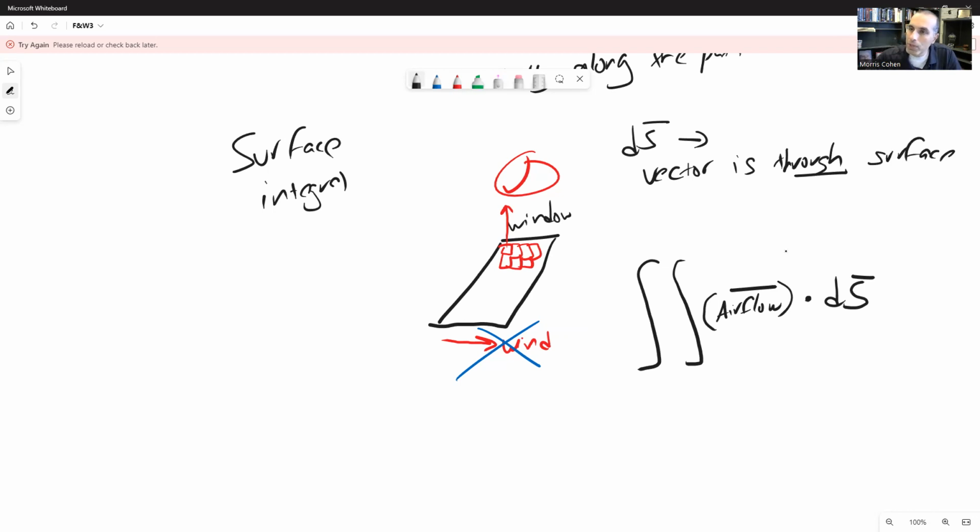And so airflow dotted with dS is only going to be sensitive to the component of airflow that is through the boundary. It's not parallel to the window, but is specifically through the window. So this formulation right here is going to pick out the component of airflow that is going to contribute to the total flux of air in and out of your window. And the magnitude of dS will be some small piece of area.